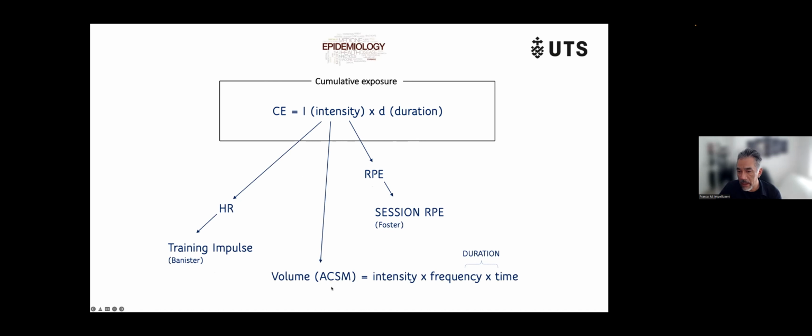So this is the formula for epidemiology, but in sport, we do something similar, because we have a lot of measures that are obtained by multiplying the intensity by duration. The same is true for the heart rate and the training impulse of Bannister. You quantify the intensity using heart rate and you multiply by the duration. But even the volume, as defined by the American College of Sports Medicine, is intensity by duration, because frequency times time is duration. So this is just to show you that in sport and in epidemiology, we use similar methods.